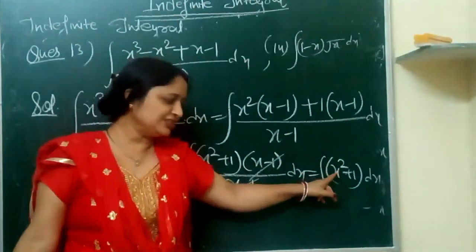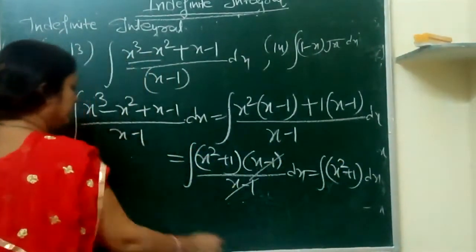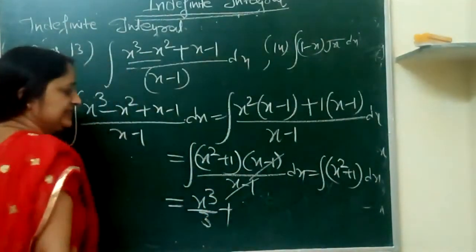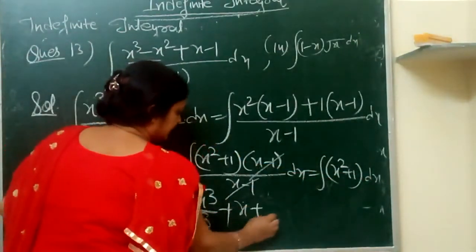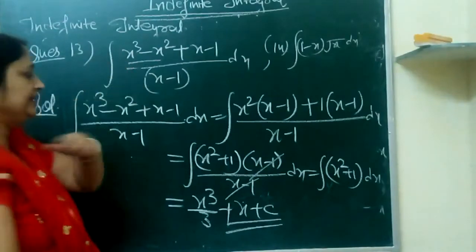Now easily you can find the integration of this term. You know that the integration of x square is, by x raised to power n, x raised to power 3 upon 3. And what is the integration of 1 dx? It will come x plus c. So this is the required solution of question number 13.